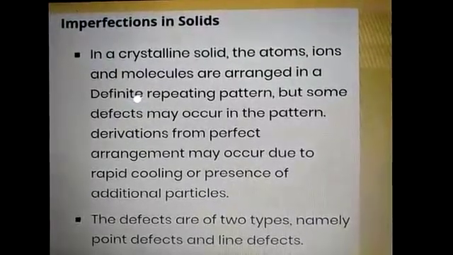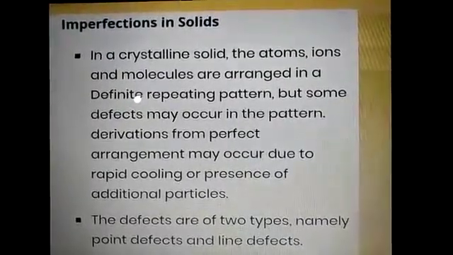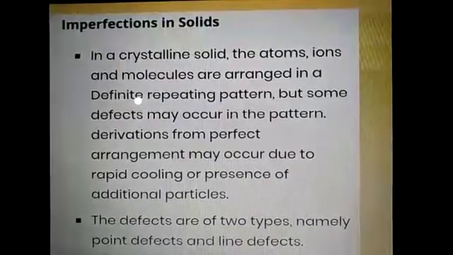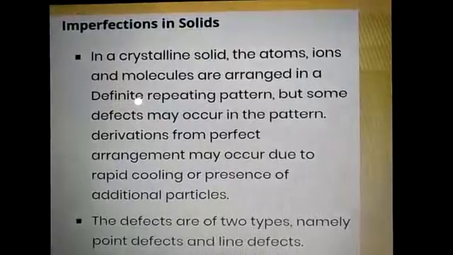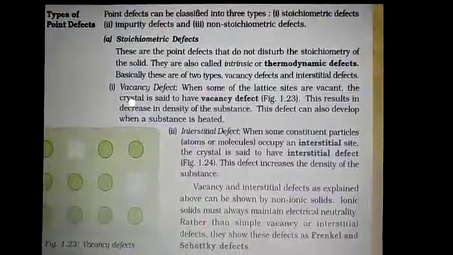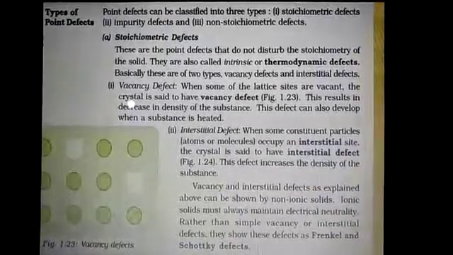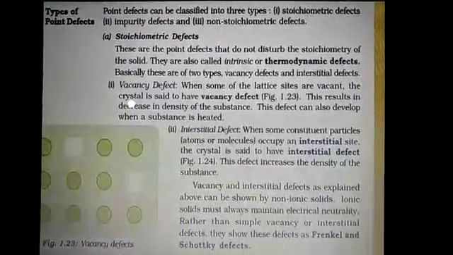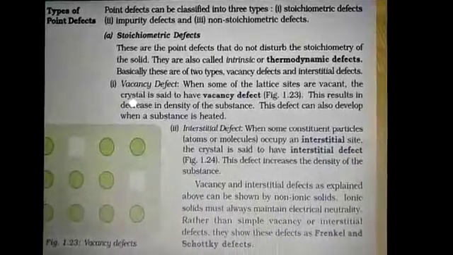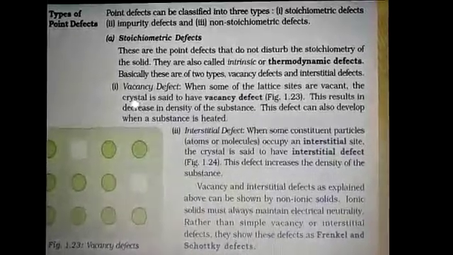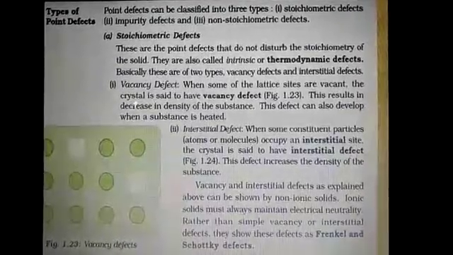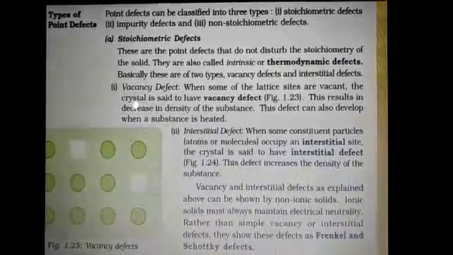Now, the point defects are divided into three parts. It has three types: stoichiometric defects, non-stoichiometric defects, and impurity defects. These are the three types of the point defects. Now, in case of stoichiometric defects, these defects do not disturb the stoichiometry of the solid. They are also called intrinsic or thermodynamic defects.